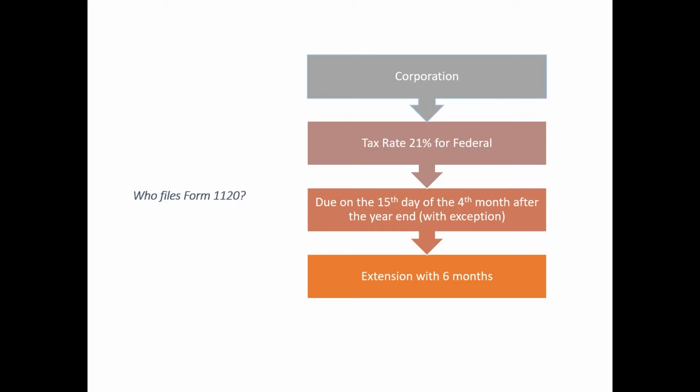So if you don't have enough time to file your income tax return, Form 1120 for a C corporation, you can file an extension by submitting Form 7004 to request an extension for 6 months. Don't forget that filing the form can be extended for 6 months, but the tax payment cannot be extended. So if you owe any tax on the tax return, you have to submit the payment on or before the 15th day of the fourth month after the year end.